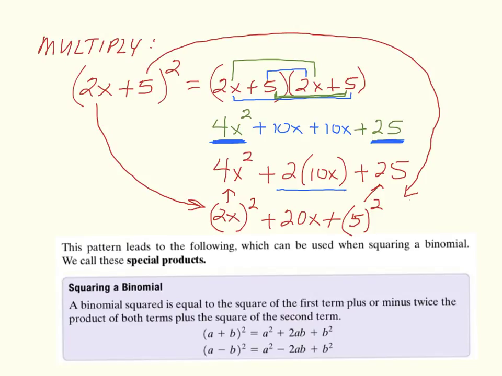It's going to take a minute to be able to recognize it, but I promise you, if you do, it's going to help you later on when we get to chapter 6. So, squaring a binomial is equal to the square of the first term plus or minus twice the product of both terms plus the square of the second term. Let's see it in action.